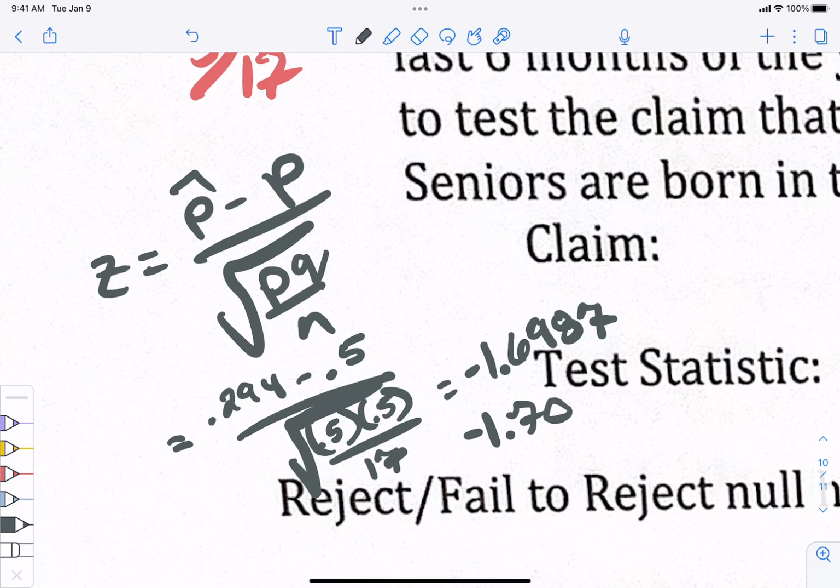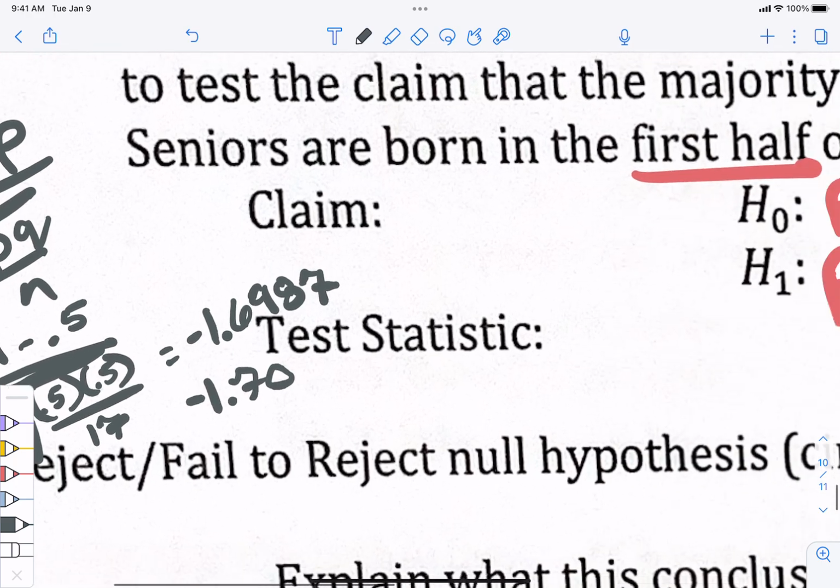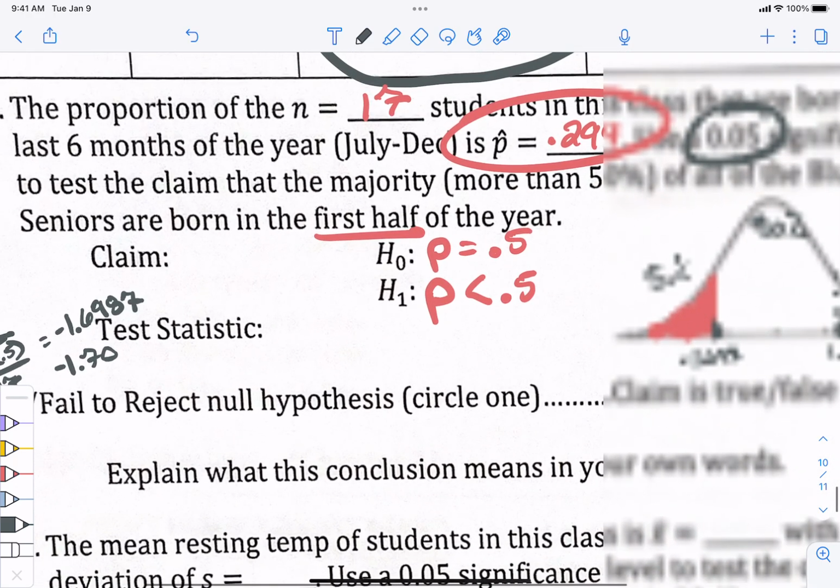Somebody else get that? 1.7. What the heck? Why do you have two numbers? Does anybody else concur with that number? Yes. Josh concurs. Awesome.